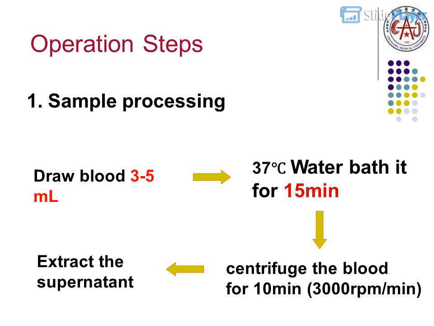Operation steps. 1. Sample processing: draw blood, 3 to 5 ml. Centrifuge the blood for 10 minutes at 3000 revolutions per minute. Extract the supernatant.